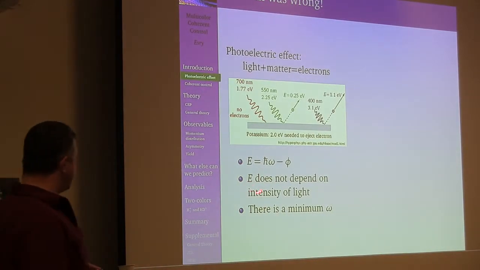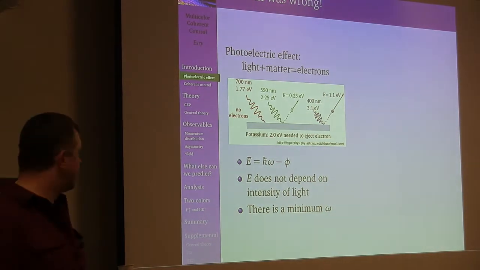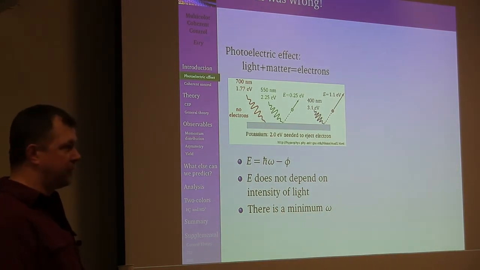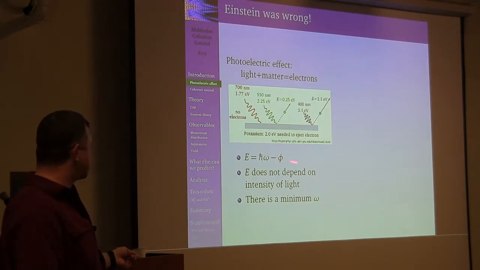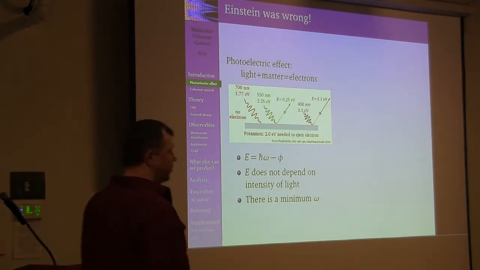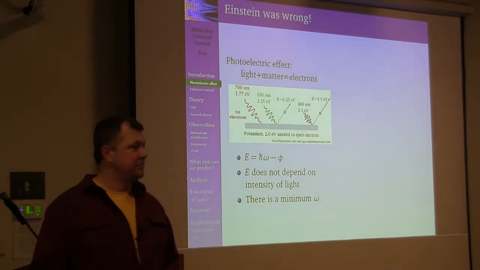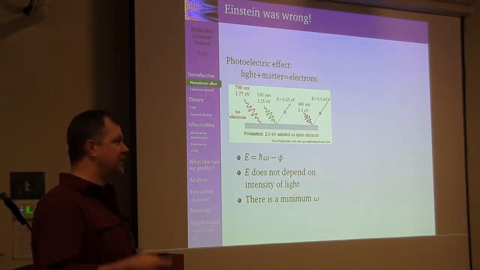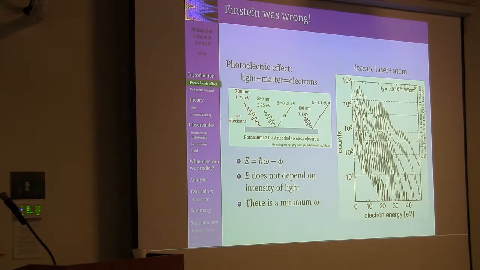We also learned that that energy does not depend on the intensity of the light. Moreover, there is a minimum frequency for that light coming in, okay? Because if ħω is not bigger than φ, the work function, the ionization potential, you aren't going to get any electrons out. Well, I imagine by now, having heard many talks already, that you understand that that's not exactly true, okay?